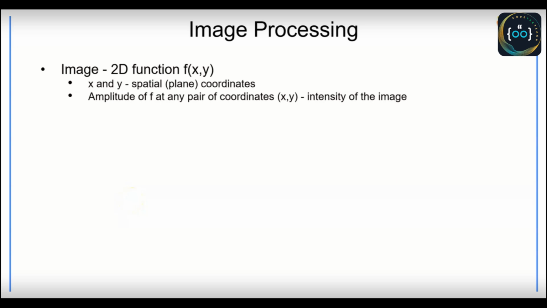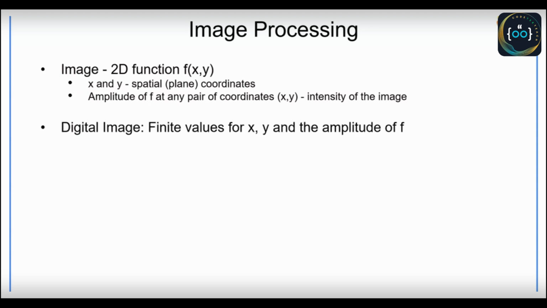We will start the program with a basic understanding of what is an image, what is image processing, and the background about OpenCV. An image is defined as a two-dimensional function f of x, y, where x and y are spatial or plane coordinates, and the amplitude of f at any pair of coordinates x, y is called the intensity of the image at that point. When x, y, and the amplitude of f are all finite discrete quantities, we call it a digital image.